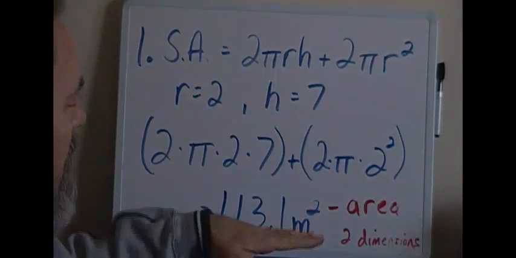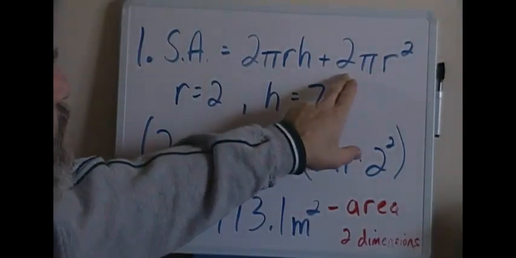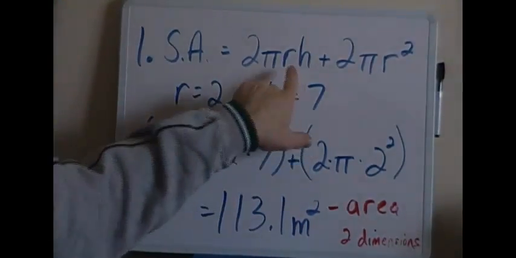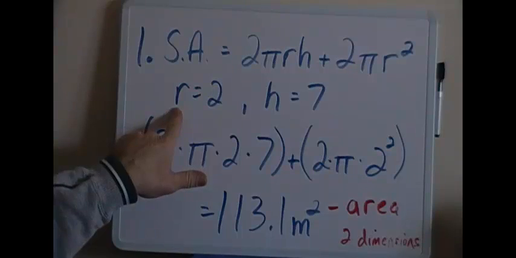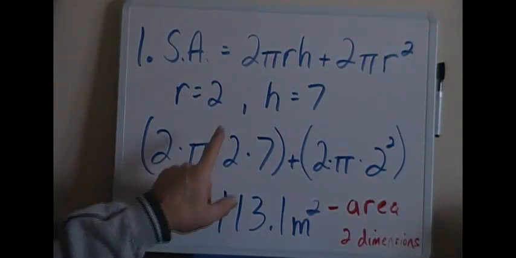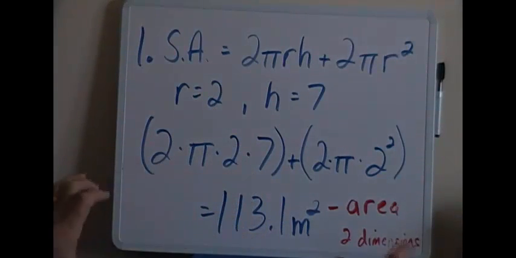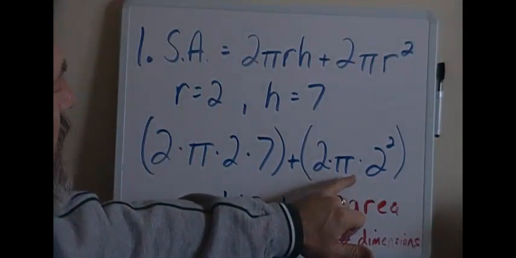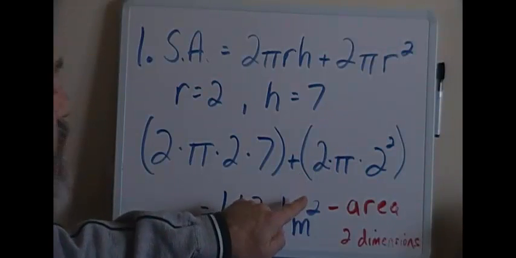When we go to the sample problems, they're really quite easy. We have a surface area of 2 pi r h plus 2 pi r squared. All you need to know is the radius and the height, and you can calculate this. And in problem number 1, they give you a radius of 2 and a height of 7. So it's a matter of putting those numbers into the formula. It's 2 times pi times the radius times the height. That's the lateral surface area. And then the two circles are 2 pi radius of 2 squared. Plug it into the calculator, and you have 113.1 meters squared.